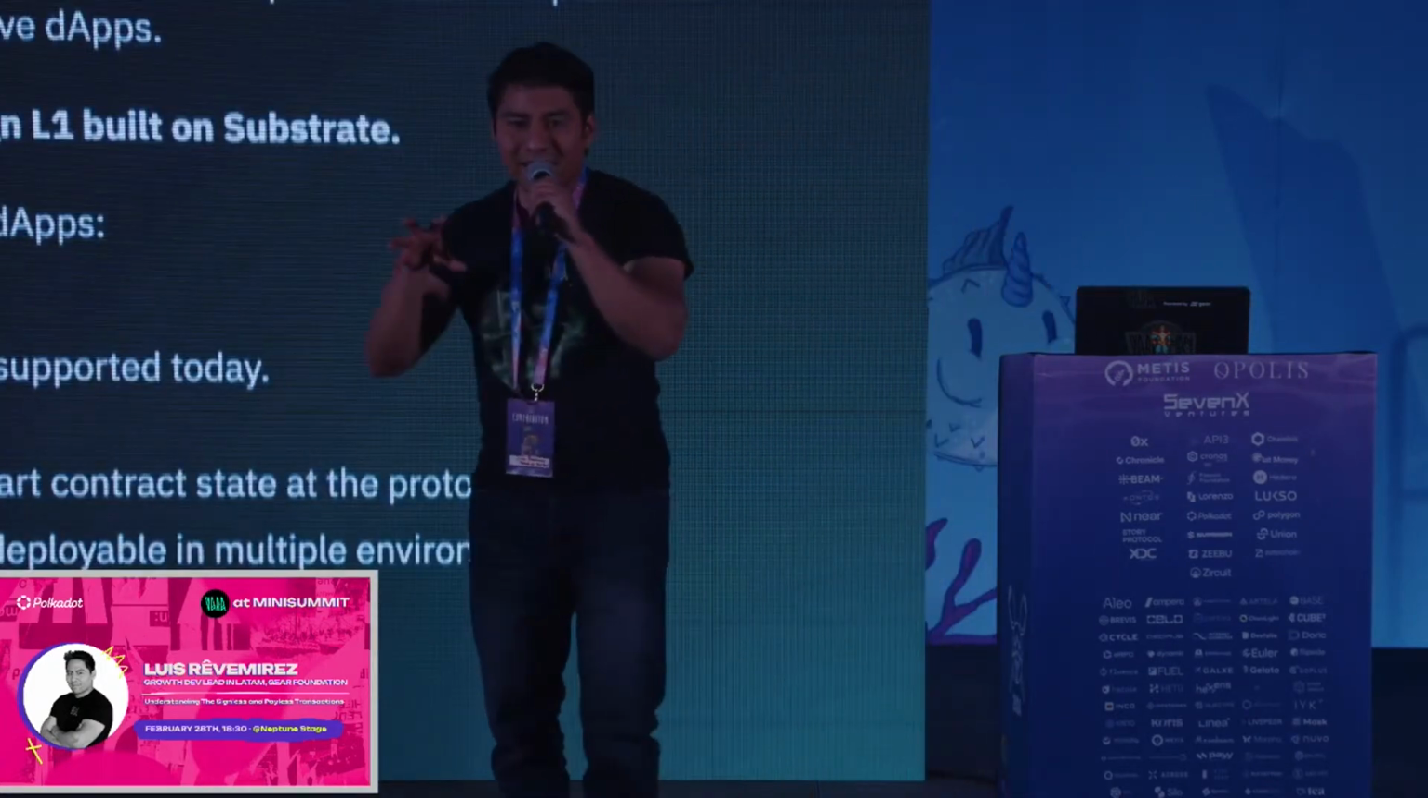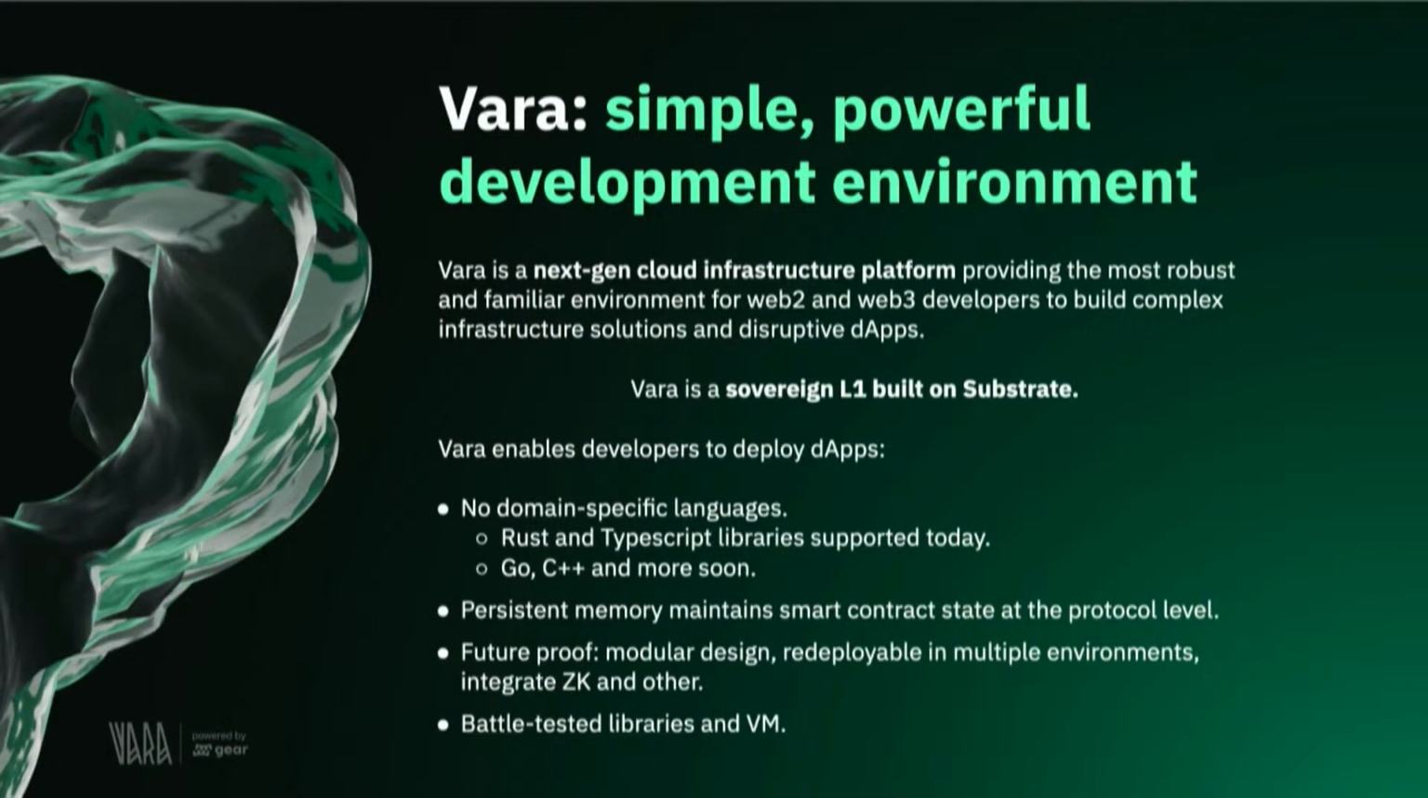Gear protocol, you can see it as a black box, okay? This black box could be implemented in different kinds of networks. The first network that implements Gear protocol on top is Bara Network. Bara Network is basically a layer one. It's a scalable and secure layer one built on top of Gear protocol. What does Bara Network bring to the ecosystem? Well, as I said, you can use, for example, Rust and TypeScript and avoid domain-specific languages. So you don't need to learn a new language if you want to enter the ecosystem. And we are working to bring these kinds of features also with Go and C++.